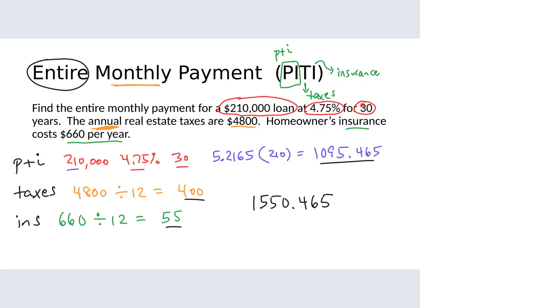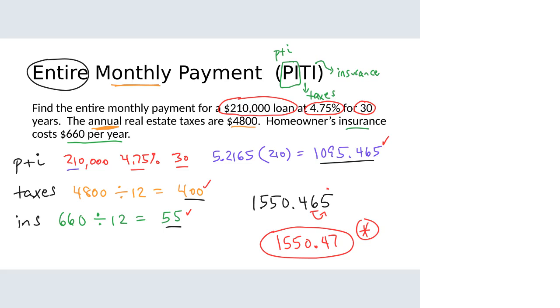We're going to round to the nearest hundredth. I'll look one space to the right. That's five or bigger. So $1,550.47 would be our entire monthly payment. $1,095.47 goes to the bank, $400 goes to the county, $55 goes to the insurance company. Altogether, $1,550.47.